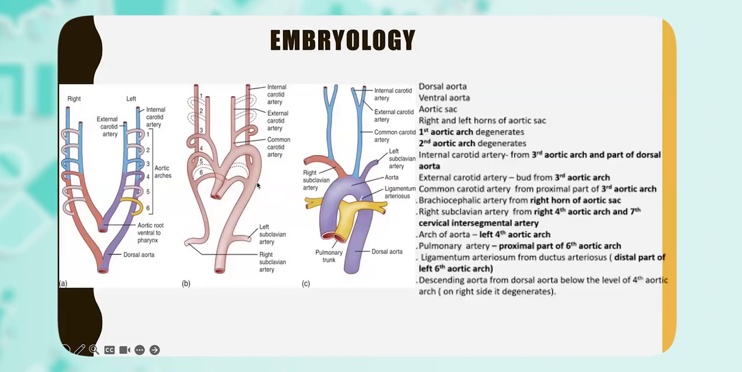The pulmonary arteries are the proximal part of the sixth aortic arch. Here, it gets separated from the sixth aortic arch. Ligamentum arteriosum forms from the ductus arteriosus, distal part of the left sixth aortic arch, this one. And descending aorta forms from dorsal aorta below the level of fourth aortic arch; on the right side, it degenerates. So this is the pulmonary trunk. Here it is formed by the truncus arteriosus. These are the six aortic arches.